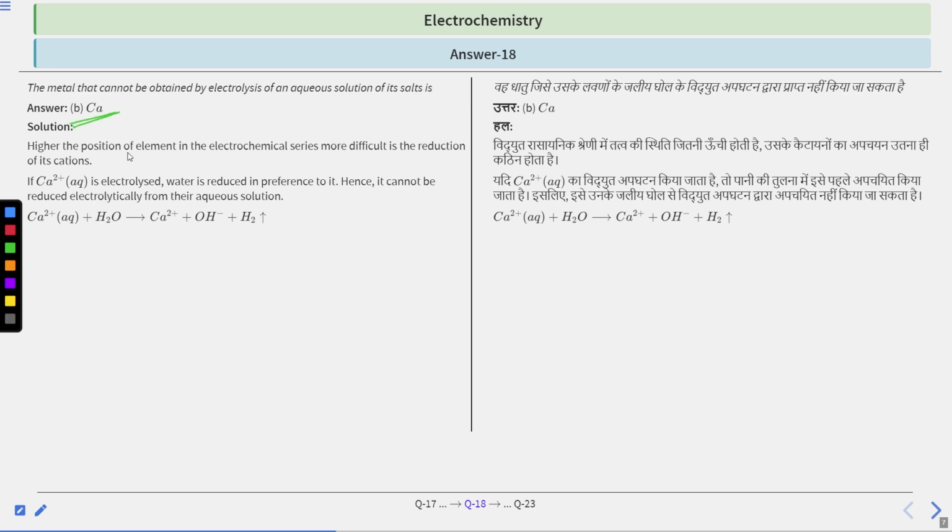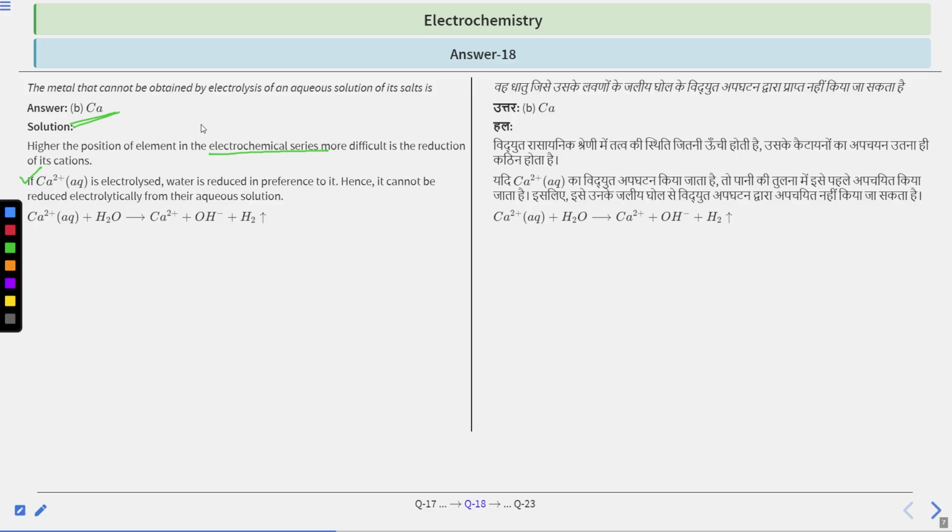The higher the position of an element in the electrochemical series, the more difficult is the reduction of its cations. In the electrochemical series, the metals or elements are arranged in order of increasing or decreasing reduction potential values. So the higher position of an element in the series means it will be more difficult to reduce its cations. If Ca2+ is electrolyzed, water is reduced in preference to it.